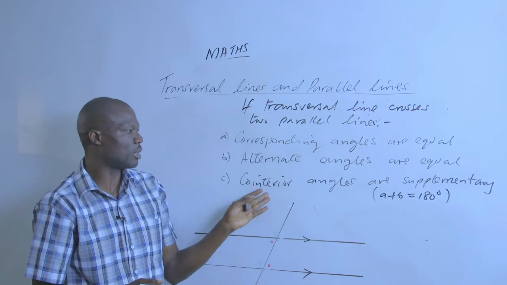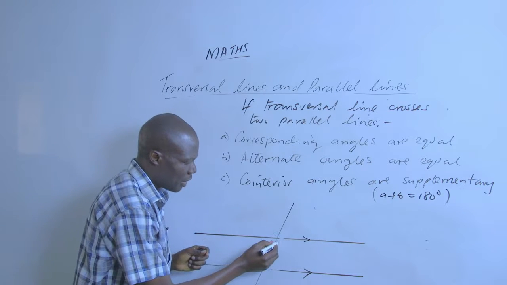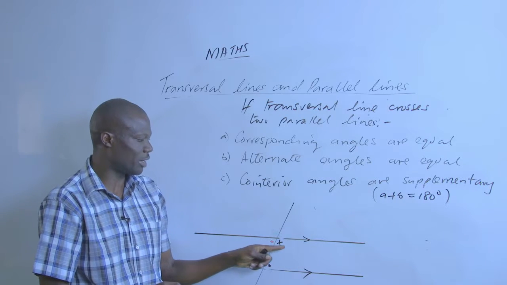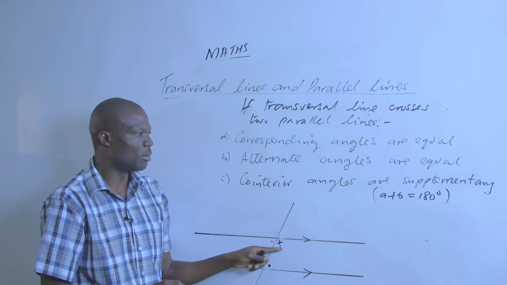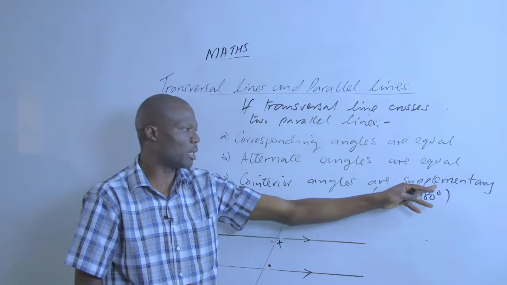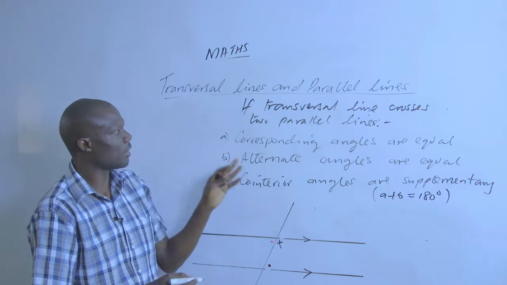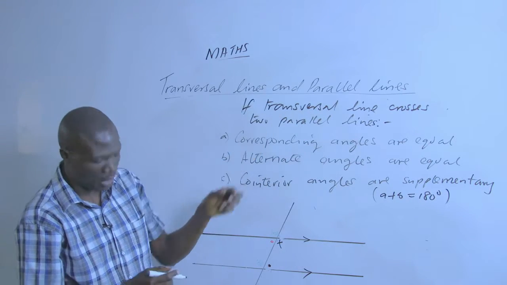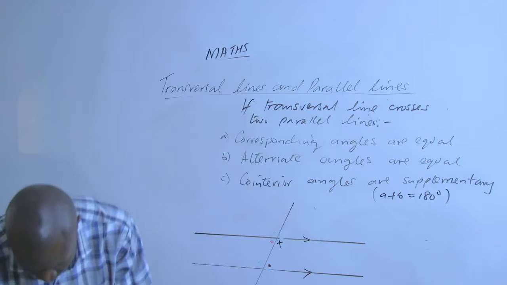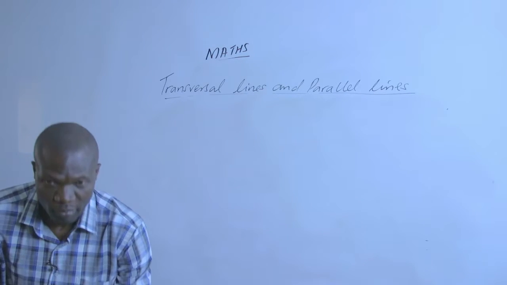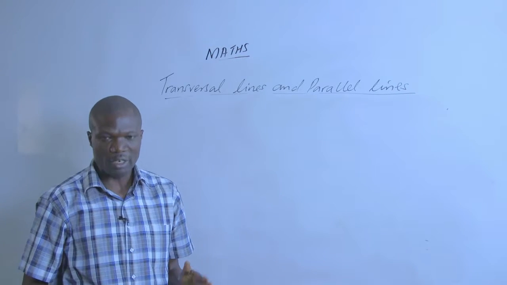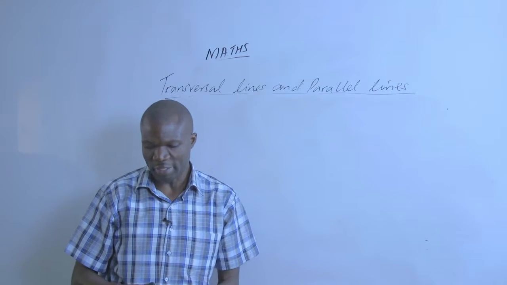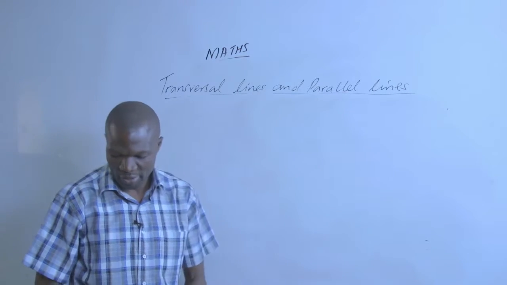How do we identify co-interior angles? We have an angle here and we have another angle here. These are co-interior angles, and we are saying the relationship between the two is that they form a supplementary pair of angles. That is the general conclusion about a transversal line crossing two parallel lines. Now, we are going to look at problem solving given that we have a transversal line and parallel lines. How do we tackle problems related to this?